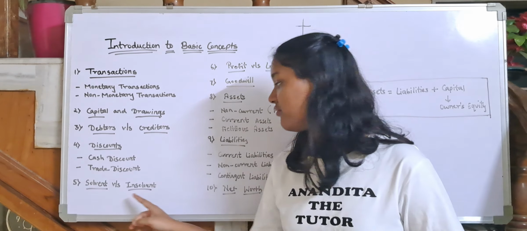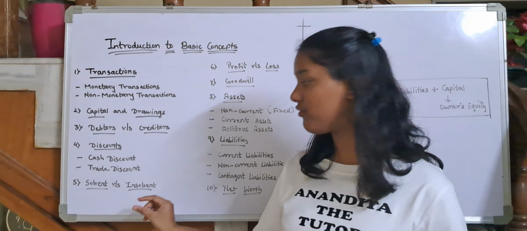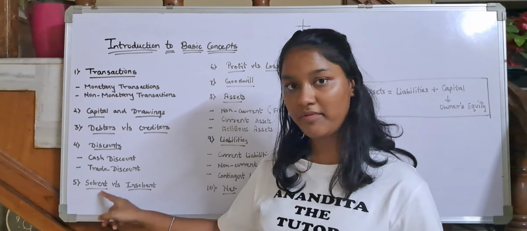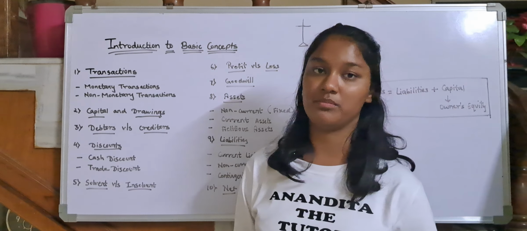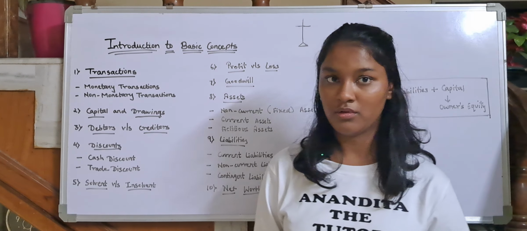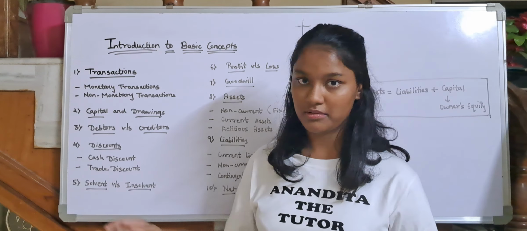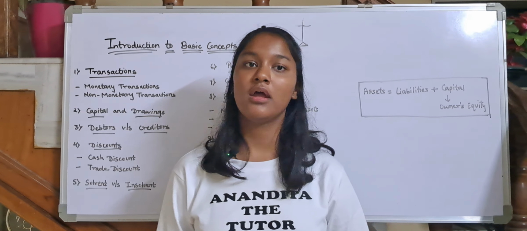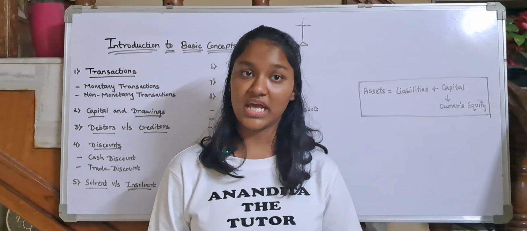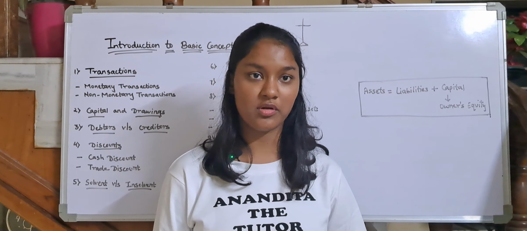Next is solvent versus insolvent. Again here versus is written, meaning solvent and insolvent are two opposite terms. So what is solvent? If I have money and I can pay my debts on time, then I am a solvent person.